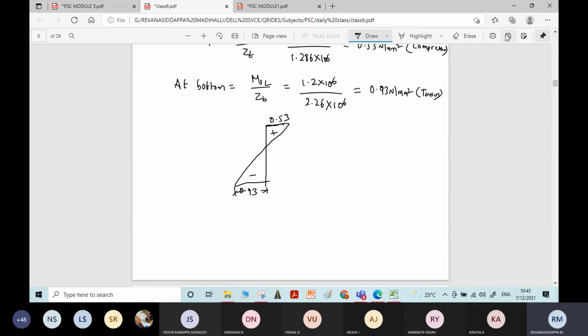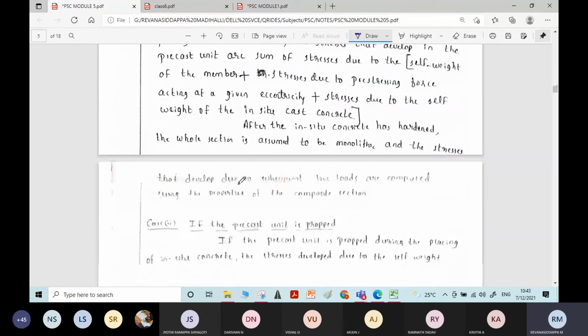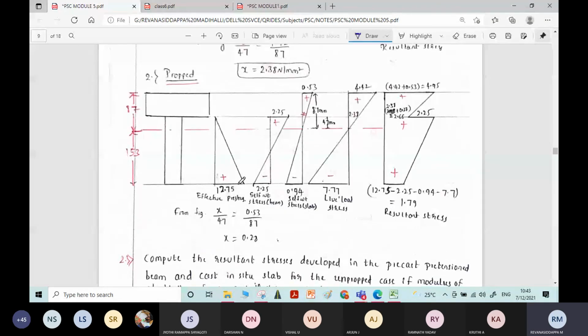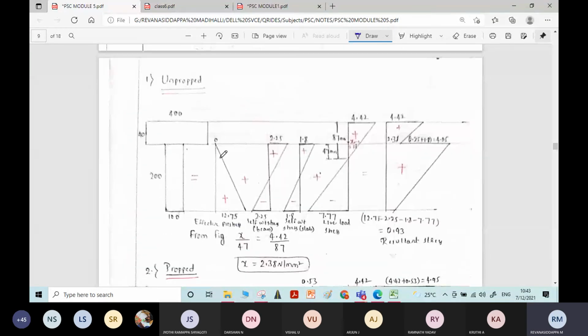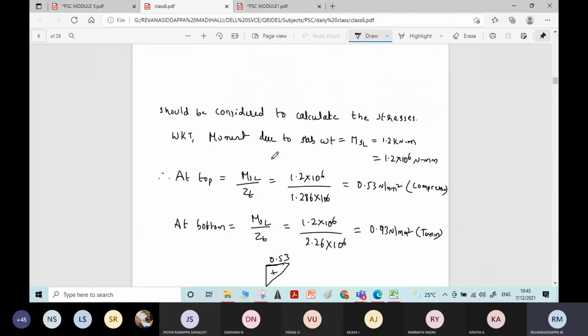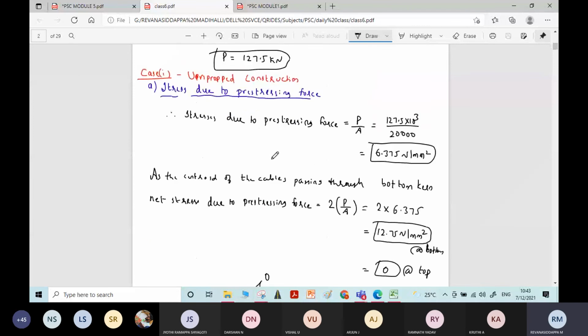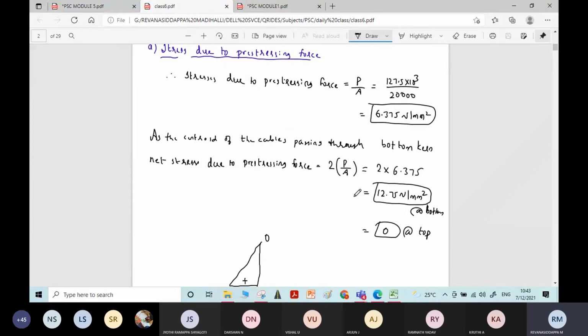So this completes the calculation part. Finally, you need to write the stress distribution diagram. That I will tell you here. Now for the propped case, I have written the stress distribution diagram, and I will go with the answers. First is stresses due to the prestressing force, correct? Stresses due to prestressing force is, at bottom it is 12.75 Newton per mm square, at top it is 0.